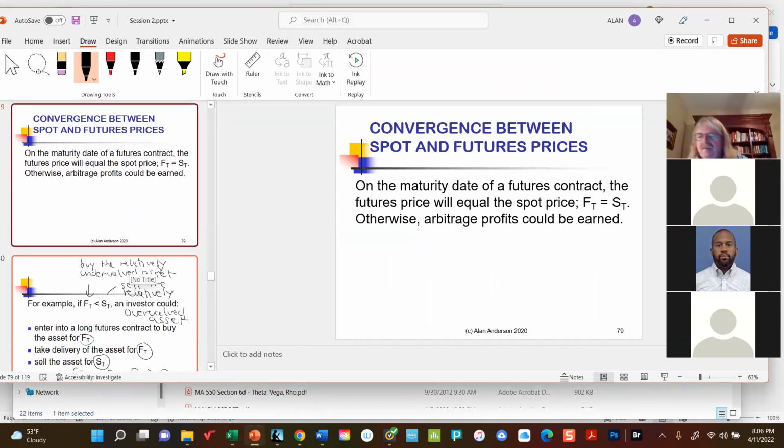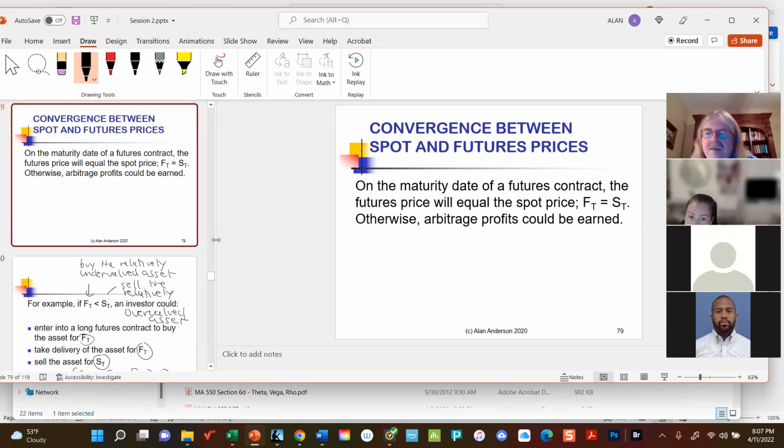All right, I guess we'll pick it up again right here. So we're going to see how and why spot and futures prices have to be the same on the date of delivery to avoid an arbitrage. This is a good example of how an arbitrage can be exploited. And essentially, remember, what we're trying to do is buy something that's too cheap and sell something that's too expensive.